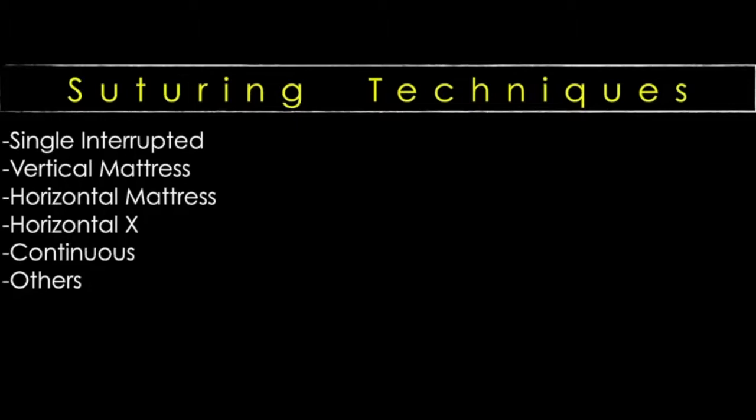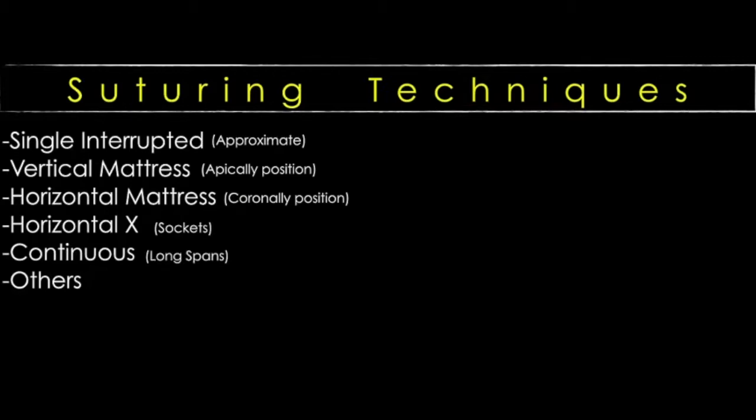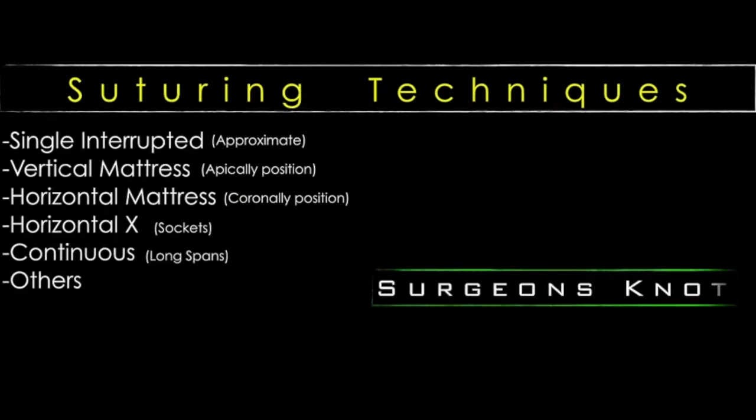Now, it doesn't matter which type of suturing technique we're going to be using. The type of knot that we're going to be using is going to be a surgeon's knot. As I said, the single interrupted suture is going to help us approximate the tissues. Vertical mattress is going to help us apically position the tissues around our healing abutments, while the horizontal mattress is going to help us bring the tissues together on a coronally positioning manner. Horizontal mattress for sockets, continuous for long spans, for example, in those overdentures and others.